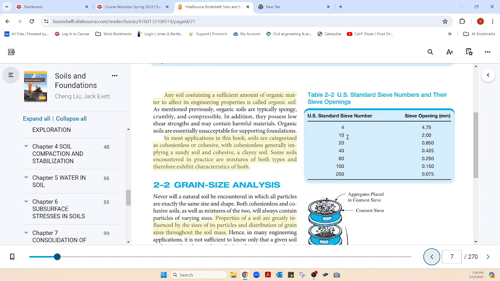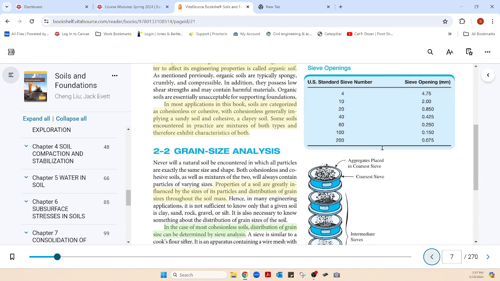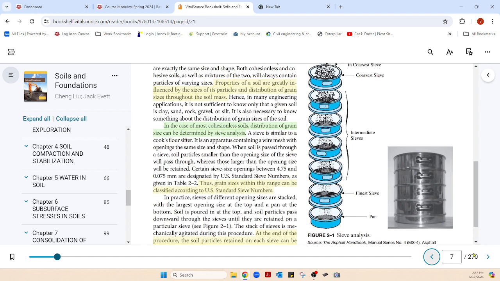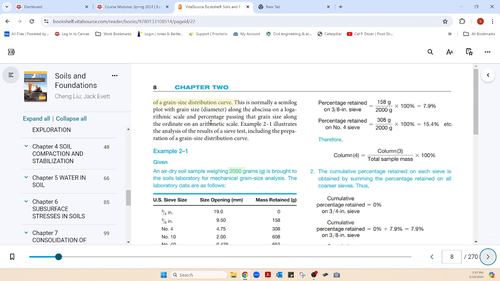What was the percent of the sample that passed the number 10, and so on? We got to calculate all that, and I'm going to show you how we're going to do it. At the end of the procedure, the soil particles retained on each sieve can be weighed and the result presented graphically in the form of a grain size distribution curve.